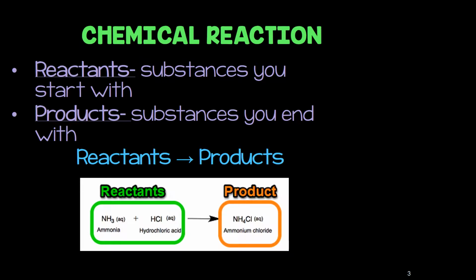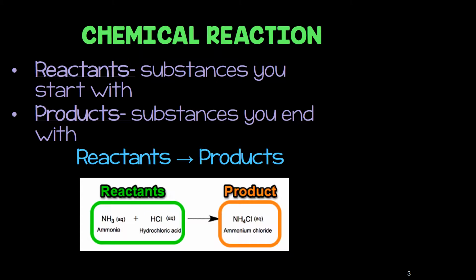Reactants are the substances that you start with. In this example, ammonia and hydrochloric acid are the reactants. Products are the substances that you end with. If the products are different substances than the reactants, then a chemical reaction has occurred. So if you look at our example again, we end with ammonium chloride. Ammonium chloride is a new substance with new properties different from the reactants, so a chemical reaction has occurred.